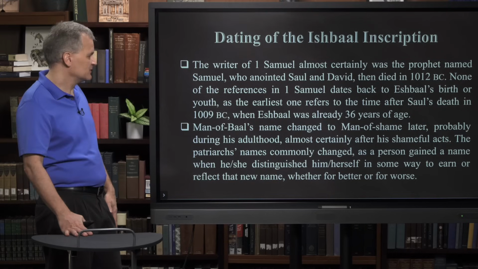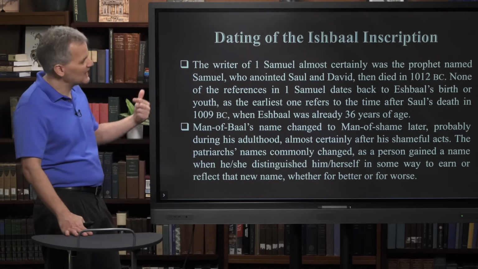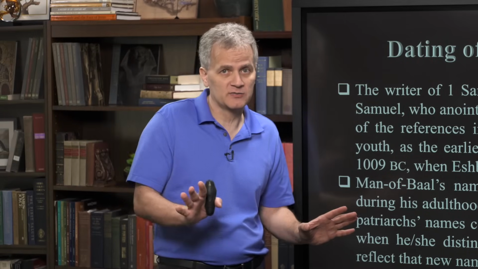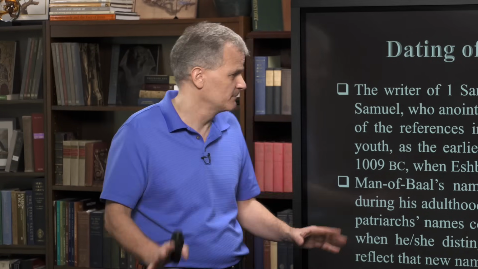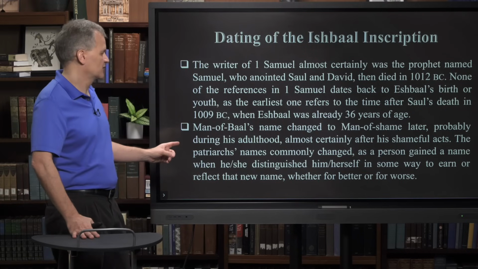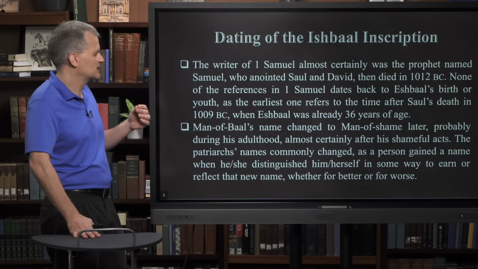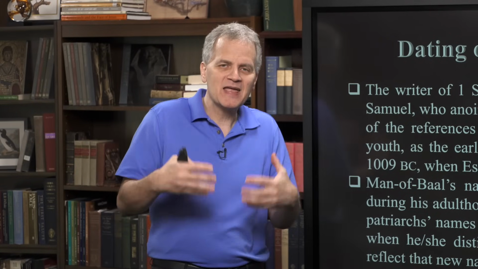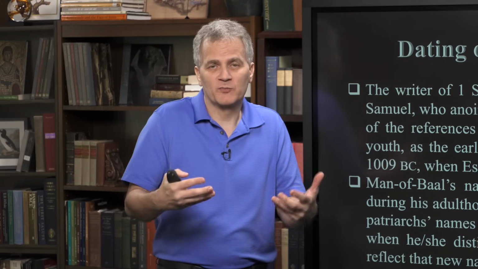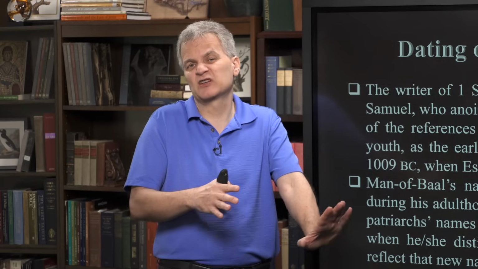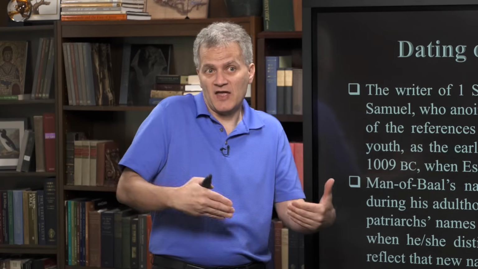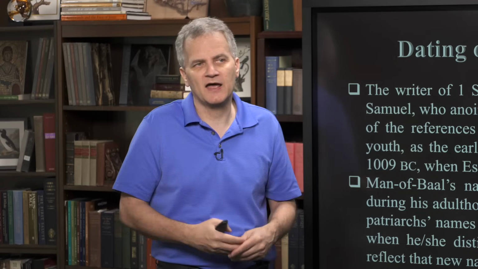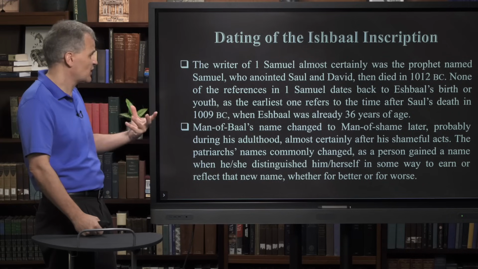Man of Baal's name changed to man of shame later in his life, and that's not uncommon in the ancient world. We've already talked about that in an earlier lesson or two. Probably during his adulthood, almost certainly after his shameful acts. So something had to happen in his life that made him shameful, for people to look at him with shame, with disregard. And they called him that because of the general disregard that they had for him. And it stuck, the name stuck.